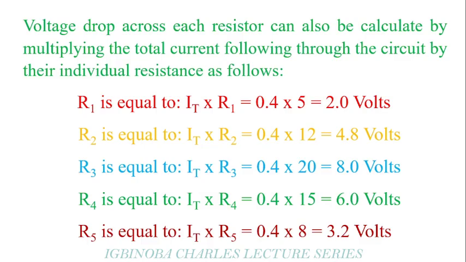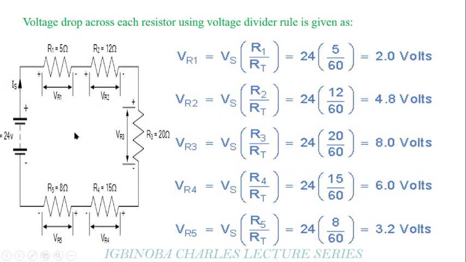The voltage drop across each resistor can also be calculated by multiplying the total current flowing through the circuit by their individual resistance. So apart from using the voltage divider rule, since you already know the total current flowing in the circuit, you just take the current and multiply it by the resistance, and you get the voltage drop. Since they are in series, the current flowing through each is the same. So just take the current, multiply it by each resistance, and you get each voltage drop.